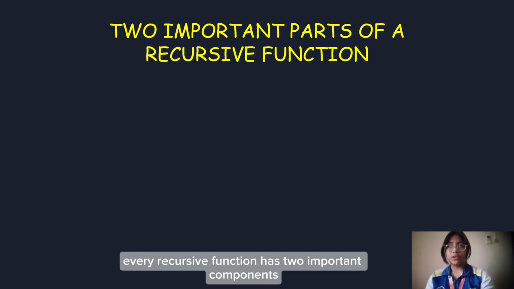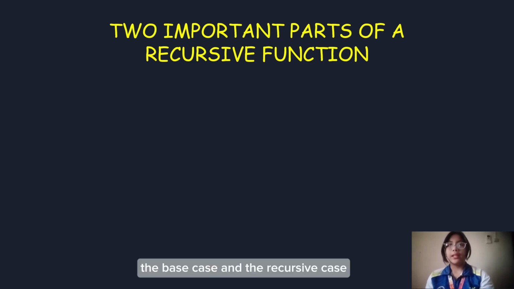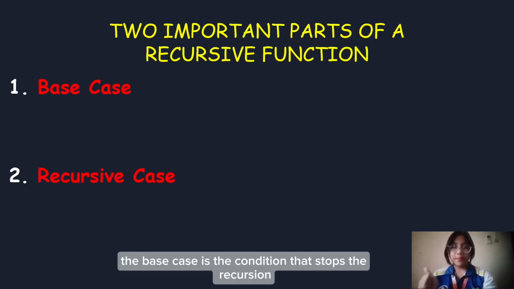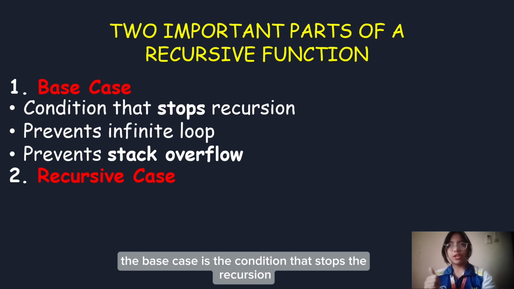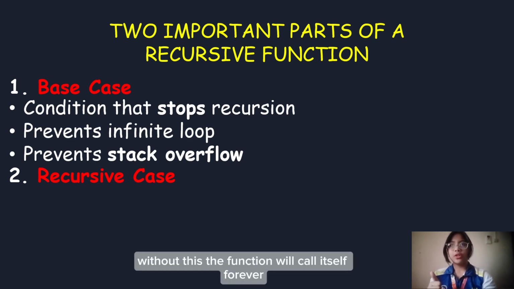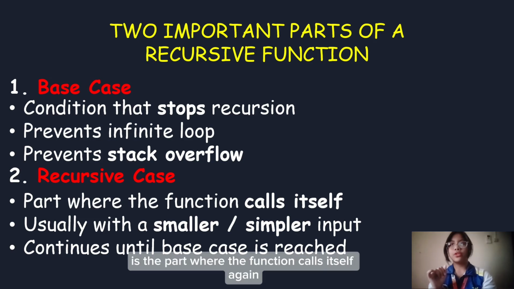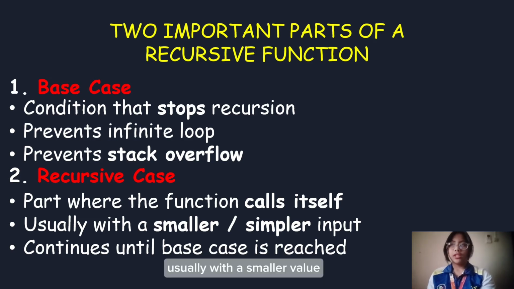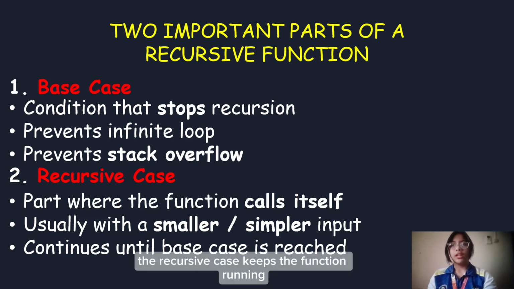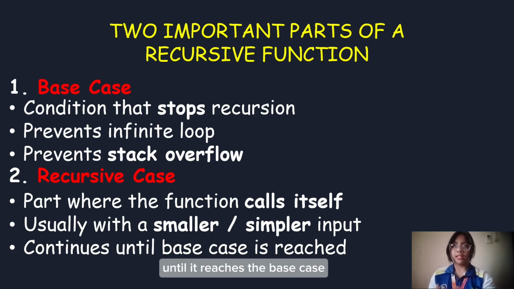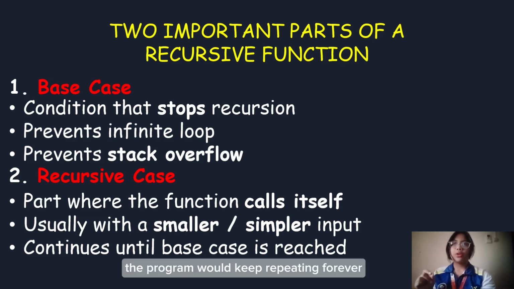Every recursive function has two important components, the base case and the recursive case. The base case is the condition that stops the recursion. Without this, the function will call itself forever and your program will crash. The recursive case is the part where the function calls itself again, usually with a smaller value. The recursive case keeps the function running until it reaches the base case. Without a base case, the program would keep repeating forever, causing what we call a stack overflow error.